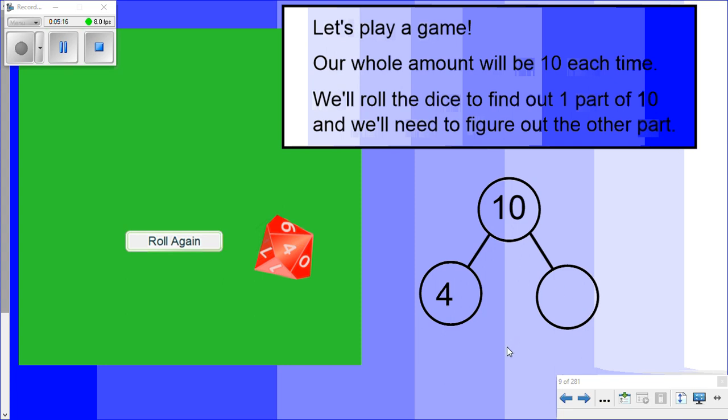We can definitely use our hands for this. So hold up 10 fingers. That's your whole amount, 10. And now 4 is the part we know. So put down 4 of your fingers. 1, 2, 3, 4. And count how many fingers are still sticking up. And that's the other part of our 10.